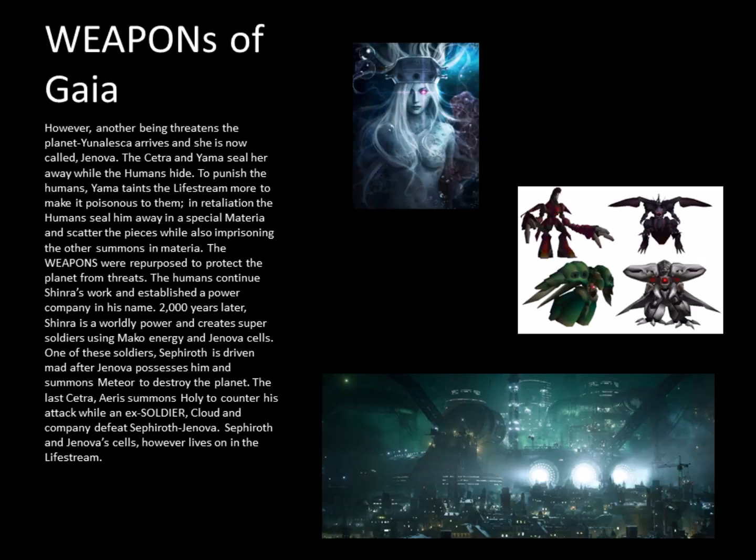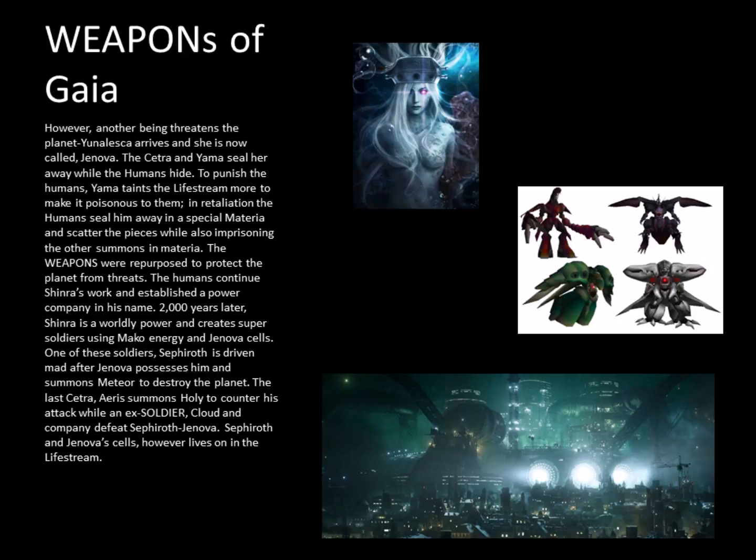To punish the humans, Yama taints the Lifestream more to make it poisonous to them. In retaliation, the humans seal him away in a special materia and scatter the pieces, while also imprisoning the other summons in materia. The Weapons are repurposed to protect the planet from threats. The humans continue Shinra's work and establish a power company in his name.